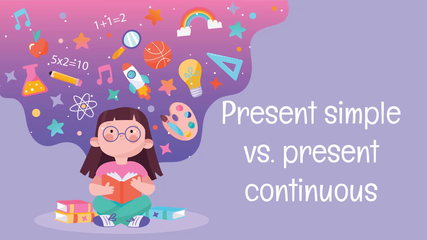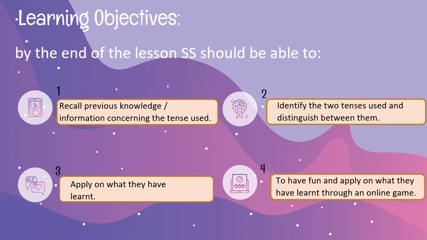Today we are going to revise together the present simple versus the present continuous tense. Make sure you have answered the flipped classroom activity sheet after watching the video given. The learning objectives of our lesson today are to recall together the previous knowledge or information concerning the tenses used. You should identify the two tenses used and distinguish between them. Then apply what you have learned. Fourth, we will have fun and apply what we have learned through an online game.